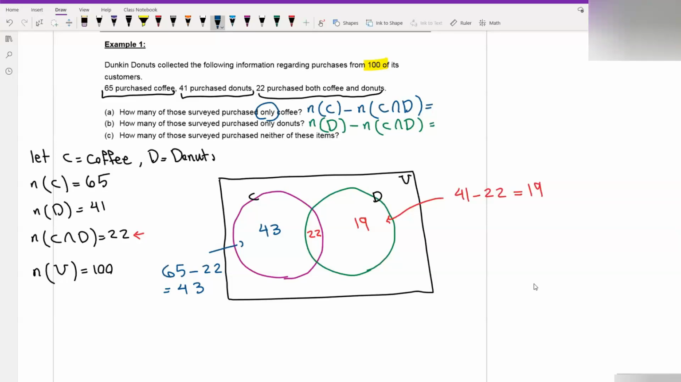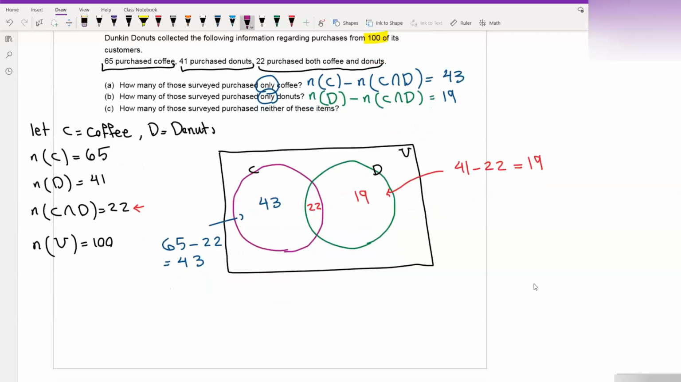Now, based on what I have here, part A, it's only C, which is 43. What is the answer for B? Only donut, we have 19. And now, part C, how many of those surveyed purchased neither of these items? I'm going to write that one here.